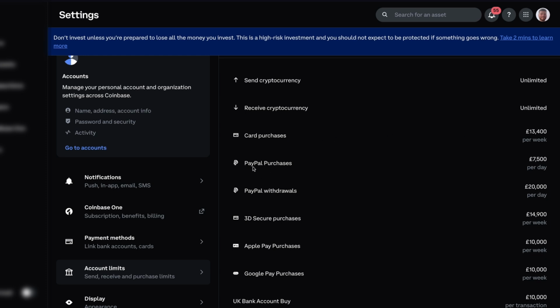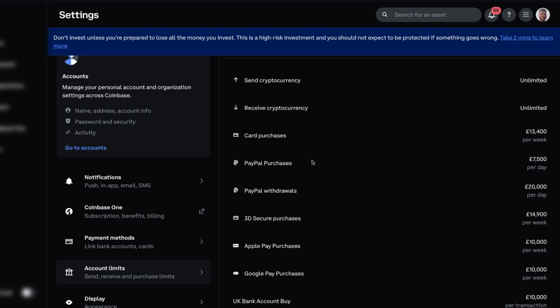So PayPal is free to use with Coinbase. There aren't any additional charges. You just link it to your credit card or debit card and then link the PayPal to Coinbase and just use it through that. So that's fine to use. And then you could every day buy 7,500. So that resets every day on top of this. It's good to know that each of these limits is separate to each other, so you can just stack them up.